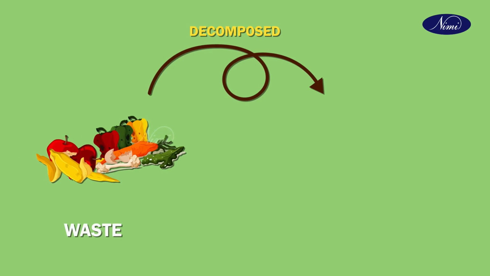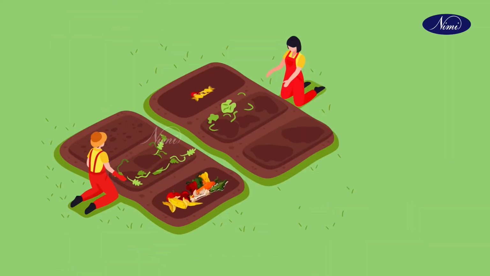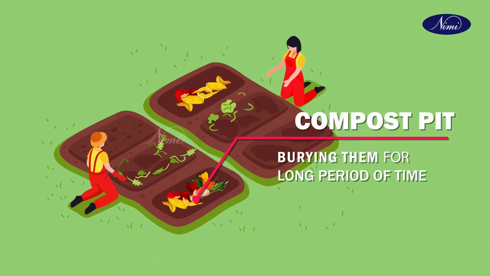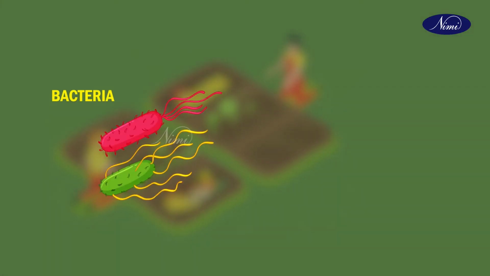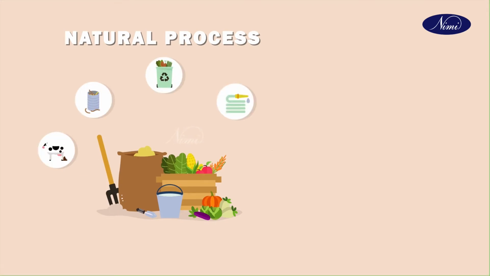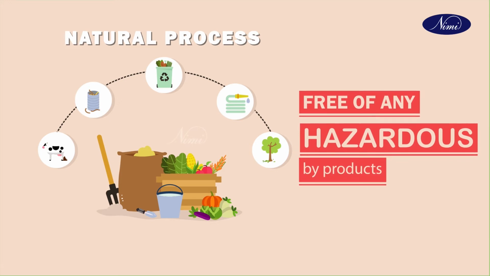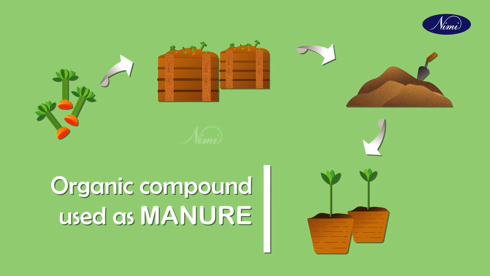Next method is composting. This is the method in which waste can be decomposed and converted into organic matter by burying it in the compost pit for a long period of time. The waste is decomposed by the action of bacteria and fungi, generally called microbes. This is a natural process that is completely free of any hazardous byproducts. This process involves breaking down the material into organic compounds that can be used as manure for plants.